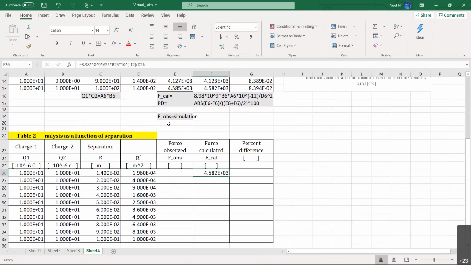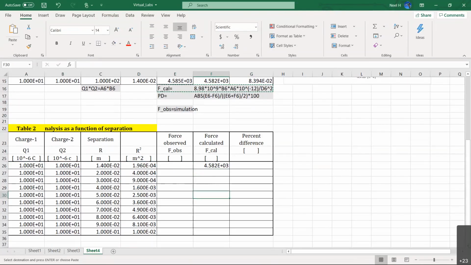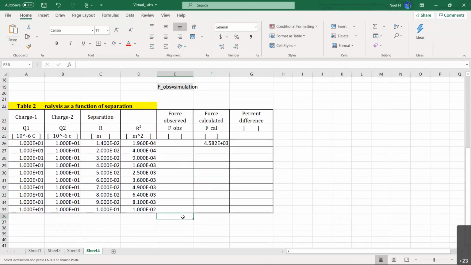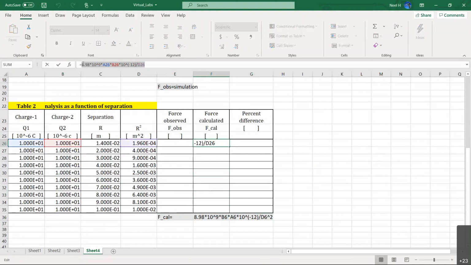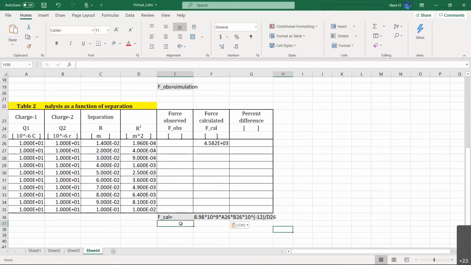And when I do the force calculation, you know force is K times Q1, Q2 over R to the power 2. You already did this on the previous table. I will copy paste that again here. Okay, so that is to get the calculated force, but this has to change a little bit, I think. Let me copy paste this whole thing again to write here. Okay, now you have the right function for the calculated force.